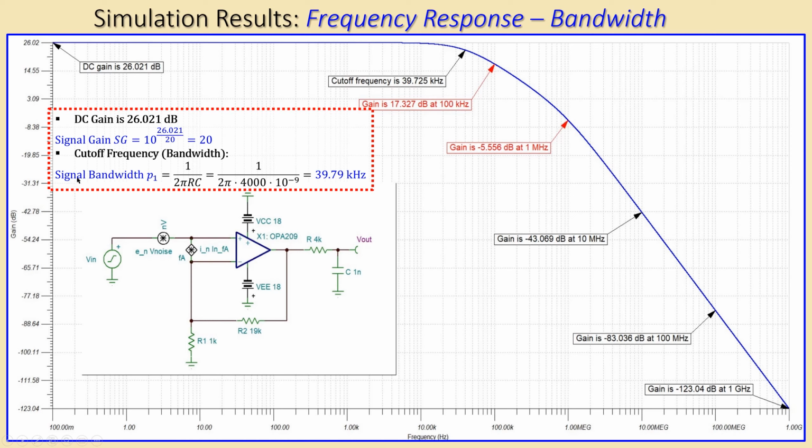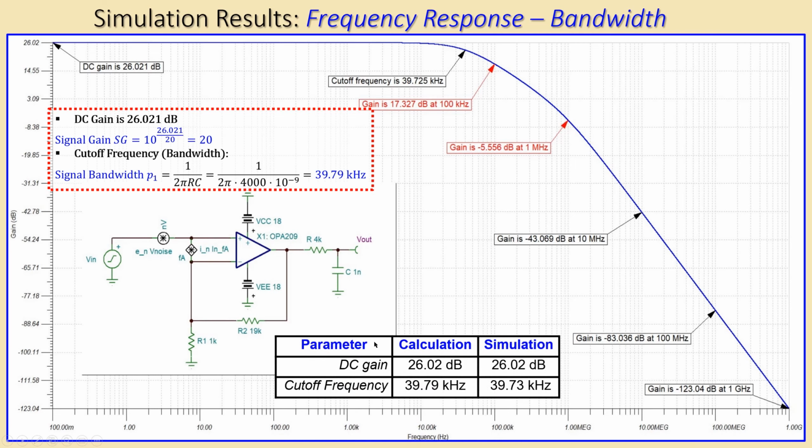The cutoff frequency we have calculated using the pole frequency P1, 1 over 2 pi RC, which is this external part. If you calculate it using the 4000 ohm resistance and the 1 nanofarad capacitor, we have approximately 40 kilohertz, more precisely 39.79 kilohertz. If I look at my simulation, it is 39.73 kilohertz, which is really close to what we have calculated. Before we move on, I will also make the comparison here. We have the parameters DC gain and cutoff frequency, calculation and simulation, next to each other.